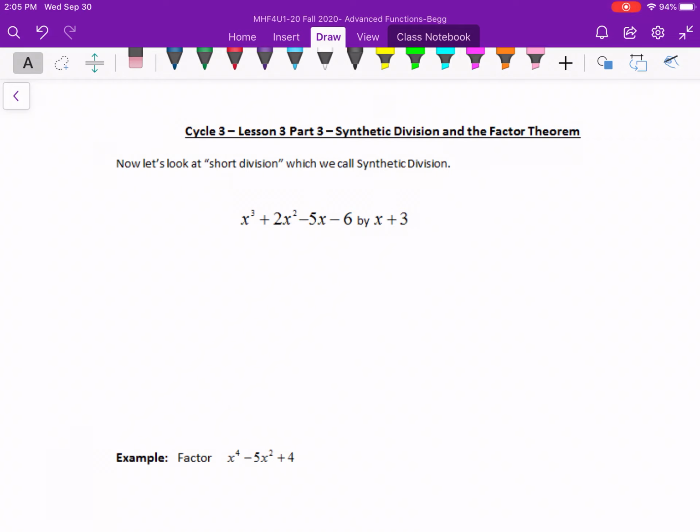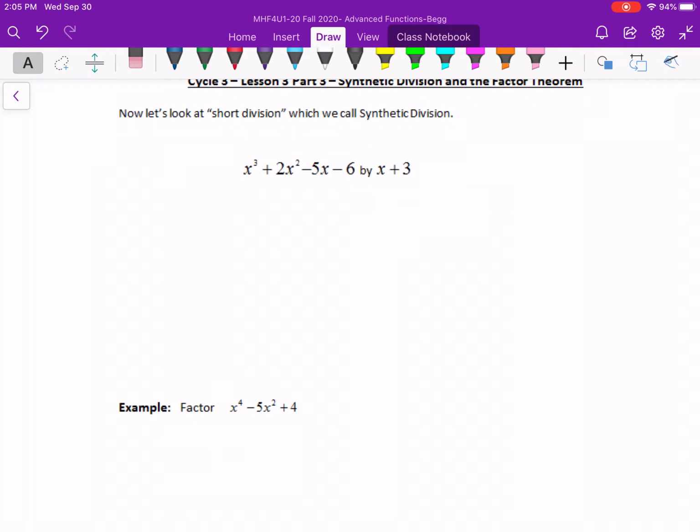This is the third part of our discussion on dividing polynomials, and we're going to look at something called synthetic division. So in part 1 we looked at long division of polynomials. In part 2 we looked at the factor theorem, and now we're going to look at synthetic division. We can think of synthetic division as a shortcut that's easier and quicker to do than long division.